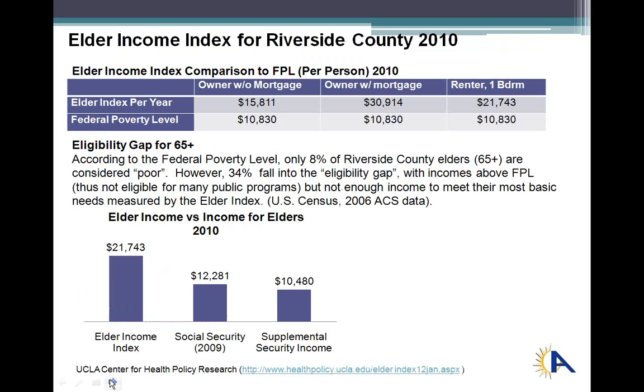And in contrast or comparison to that poverty information at the bottom of that previous slide, you can see that this is a slide that shows a couple of examples of the way in which Riverside County is displaying the Elder Index data for their particular service area. You see here, using the base Elder Index data at the top, looking at an owner with a mortgage, without a mortgage, as well as a renter in a one-bedroom, and also including the demographic analysis and highlighting that eligibility gap between the Elder Index and the federal poverty guidelines, as well as the Elder Index and the Social Security and SSI payment amounts.